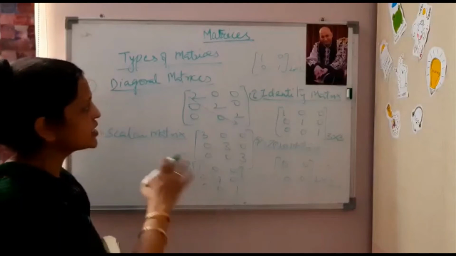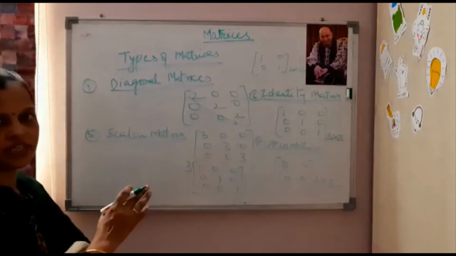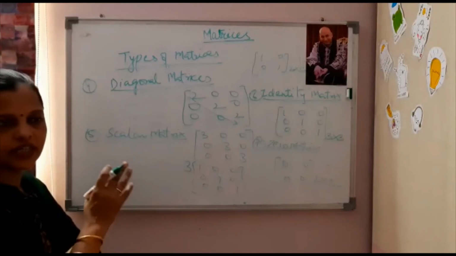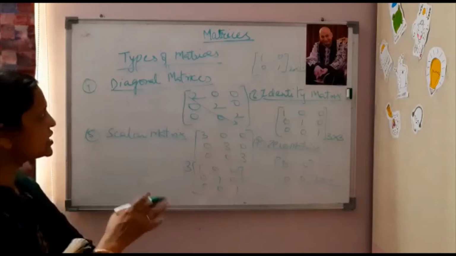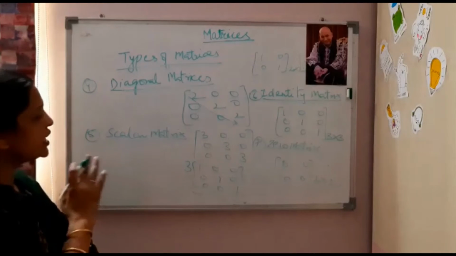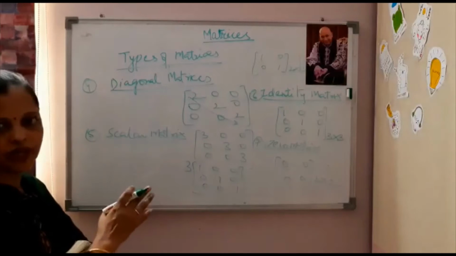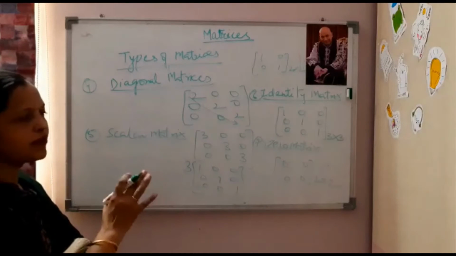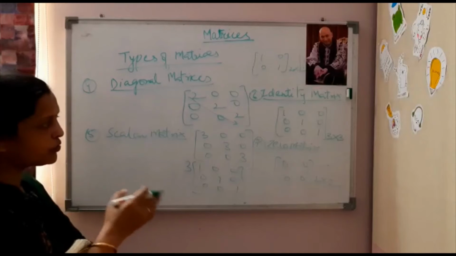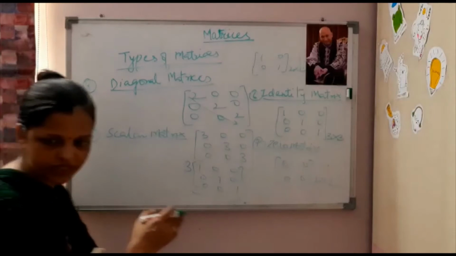So in this case, you have all the 7 matrices. First is the row matrix, then the column matrix, then the square matrix, then the diagonal matrix, then the scalar matrix, then the identity matrix, and then the zero matrix, right? These are the types of matrices. Now I am going to explain the equality of matrices.